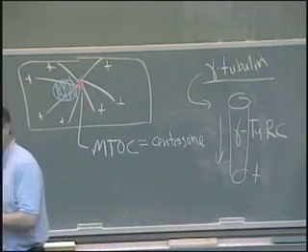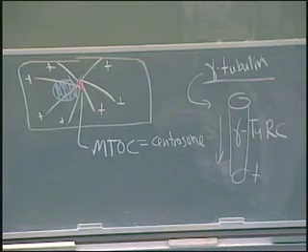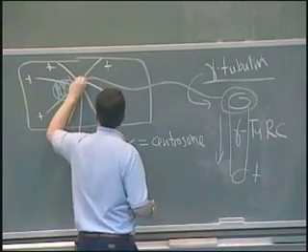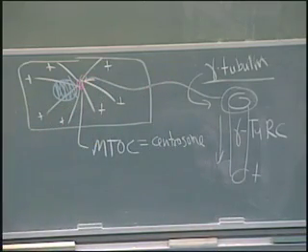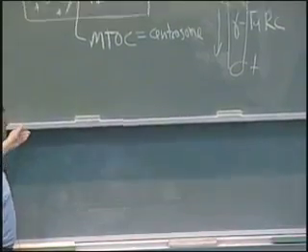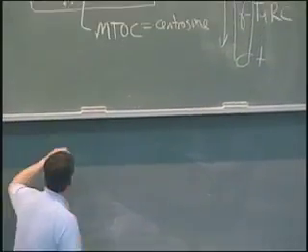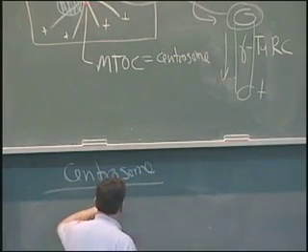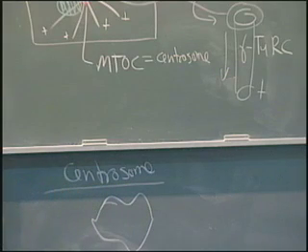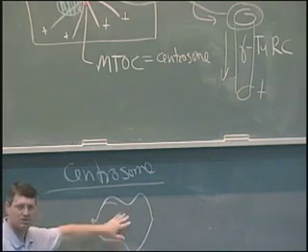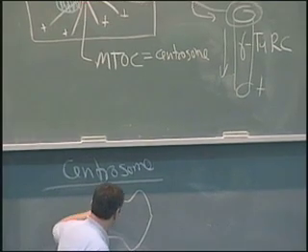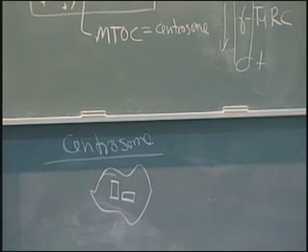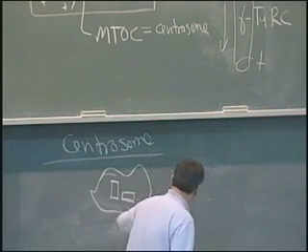Okay? And it turns out that gamma TuRC complexes are embedded in the centrosome, or MTOC. And so if you look at these centrosomes, what you see by electron microscopy is actually a lot of fuzzy material. And then at the center, you see a pair of structures at right angles to each other, which are the centrioles.